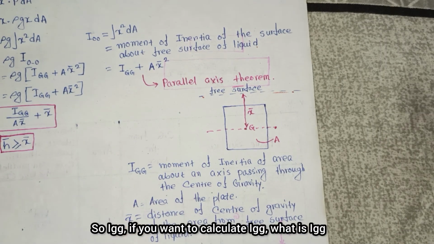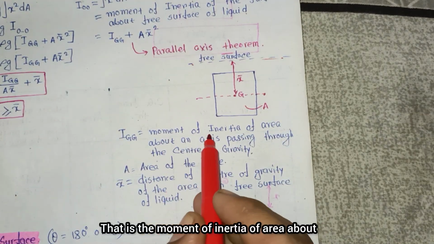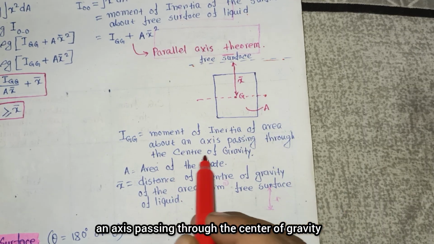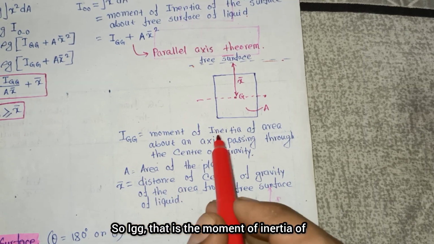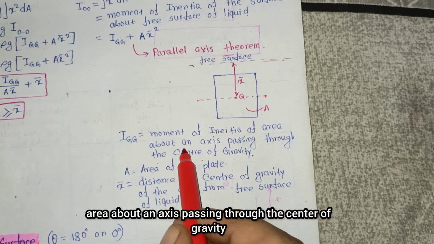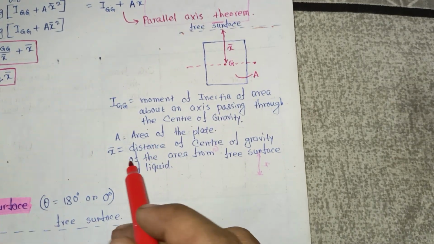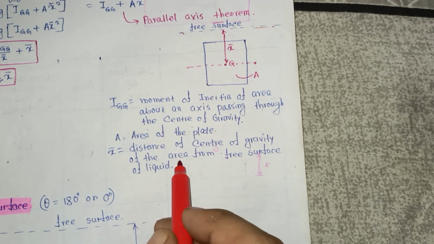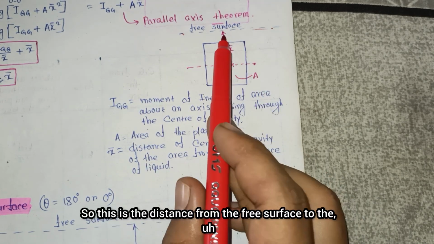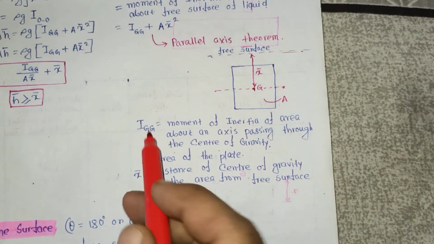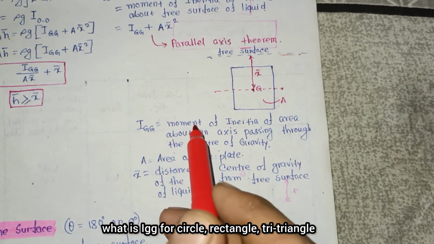IgG, what is IgG? That is the moment of inertia of the area about an axis passing through the center of gravity. A is the area of the plate, and x bar is the distance of the center of gravity of the area from the free surface of the liquid. So in the next lecture we'll understand what is IgG for circle, rectangle, and triangle.